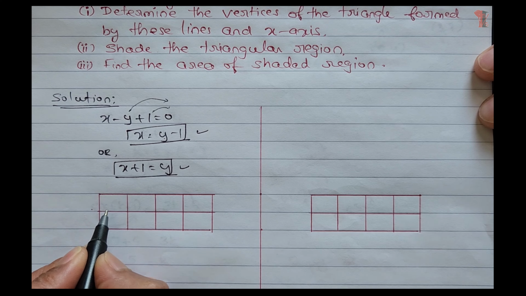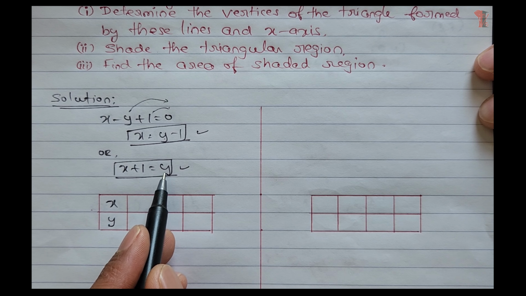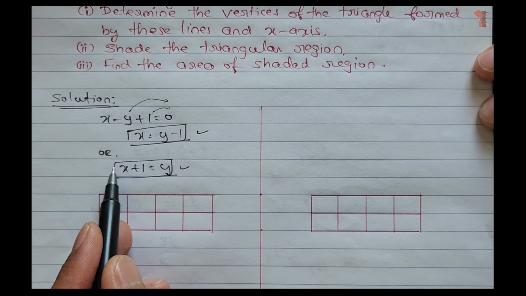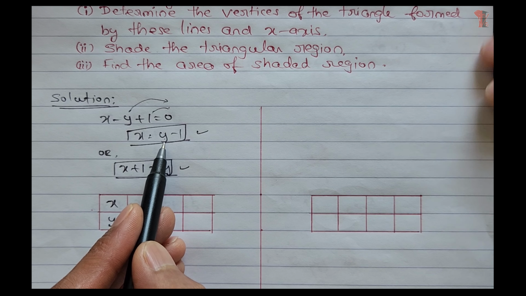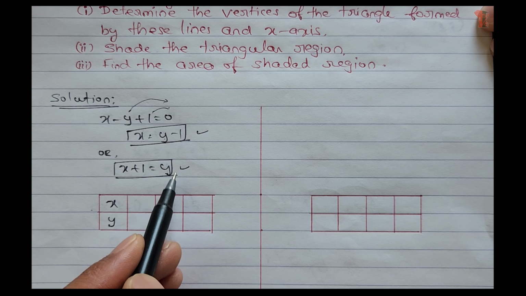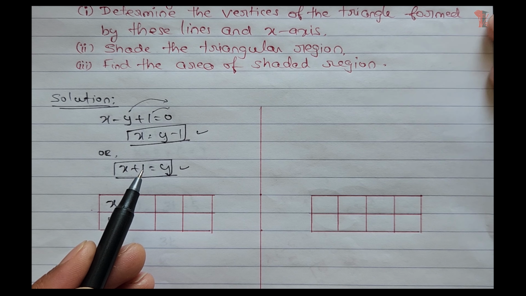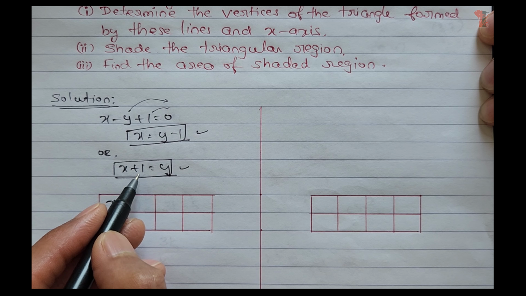What is the second one? See here, I will write x here and y here. Here y is expressed in terms of x, which means y is equal to x plus 1, and here x is expressed in terms of y, that means x is equal to y minus 1. Both will give you the same answer. So let us first use this and find. You can use any one of these. There is no restriction.